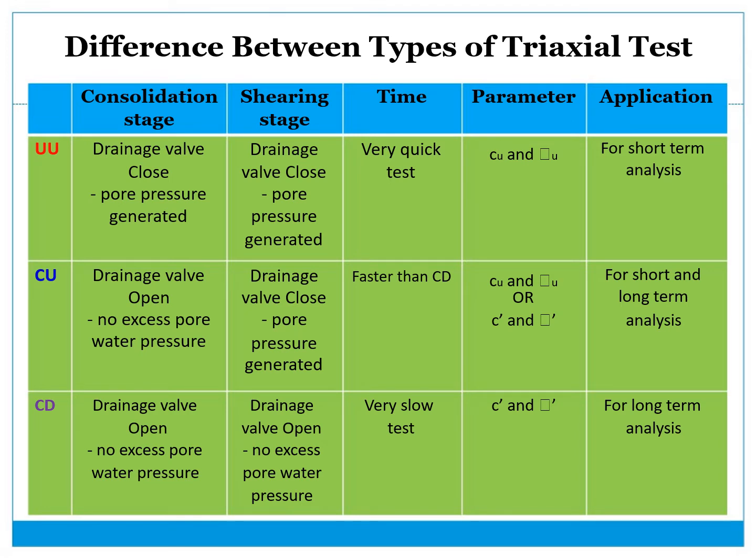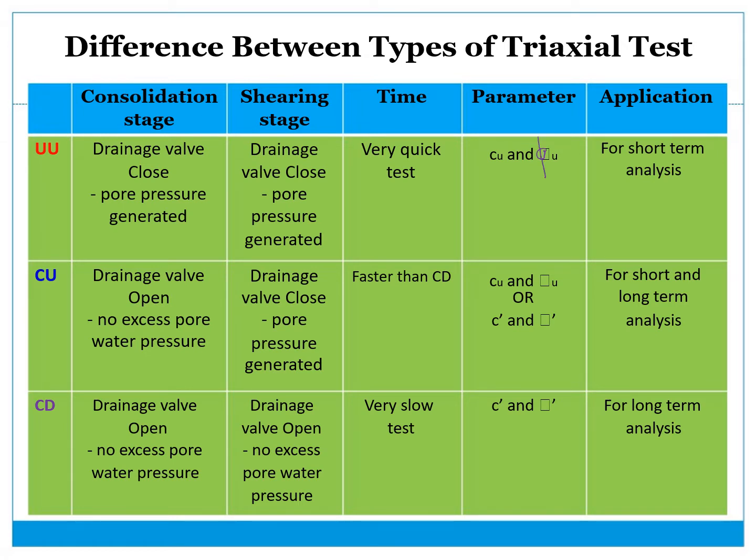All right, look at the first one, the UU test. For the consolidation state, the drainage valve is closed, so pore pressure is generated. For the shearing stage, the drainage valve is closed, and the pore pressure is generated. This is a very quick test, and the application is for short-term analysis.